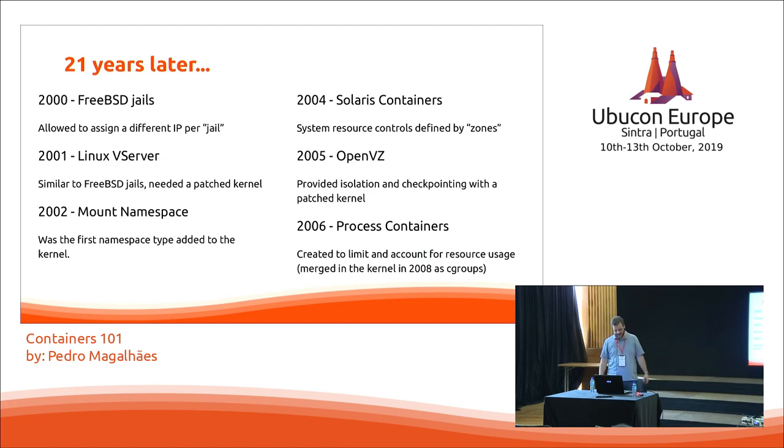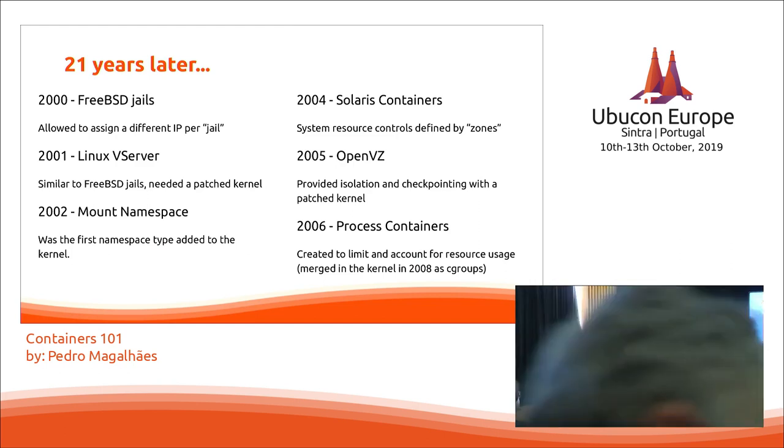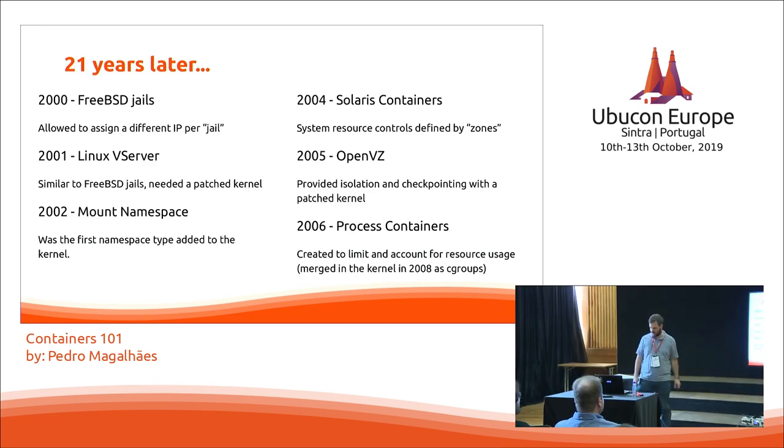And in 2006, we had the process containers, which were created to limit and account also for resource usage. It was created by Google, and it eventually made its way to the kernel in 2008 under the name of cgroups. So when nowadays we deal with cgroups, they were actually the process containers. They entered the kernel in 2008.